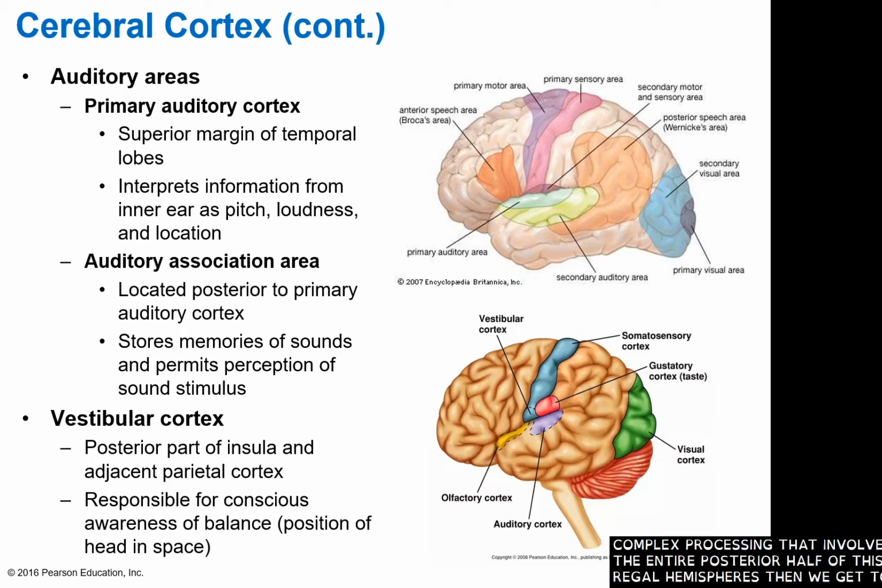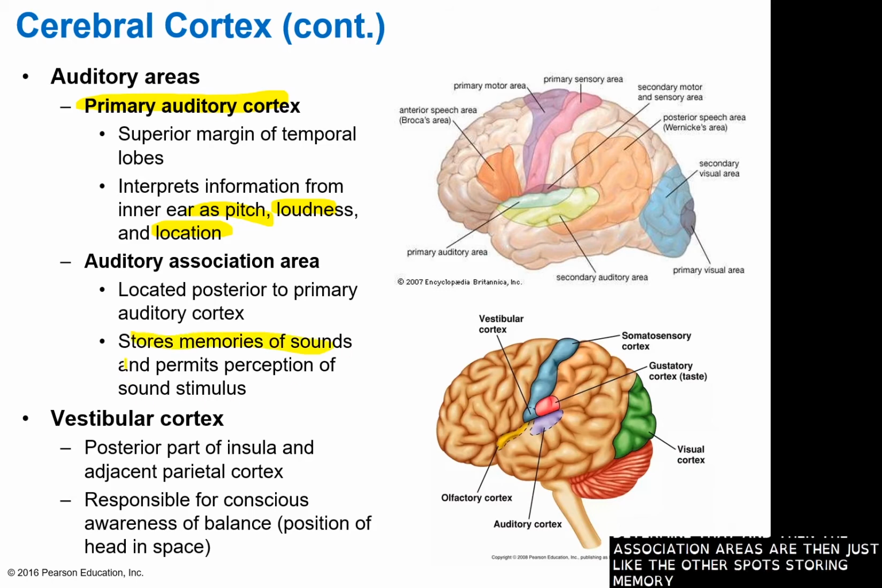Then we get to hearing, which is the auditory area. Just like the other regions we talked about, there's a primary auditory cortex, which interprets pitch, loudness, and location. When we talk about the special senses, we'll talk more about how each of these are analyzed and how you can determine that. And then the association areas, just like the other spots, store memories of sounds and permit the perception of sound stimulus. That's where you're forming these associations.